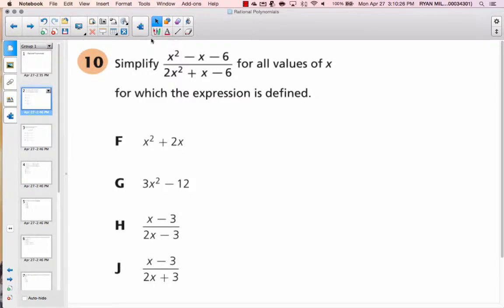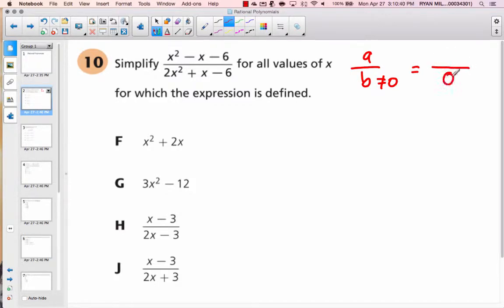Hopefully you remember from back in elementary school or middle school that if you have a fraction, let's say a over b, b can never equal 0. It doesn't matter what's on top, but you can never have 0 on bottom. So this rational polynomial would not always be defined because some values may make this happen, which means it's not defined at that point. So, here's how you work a question like this.